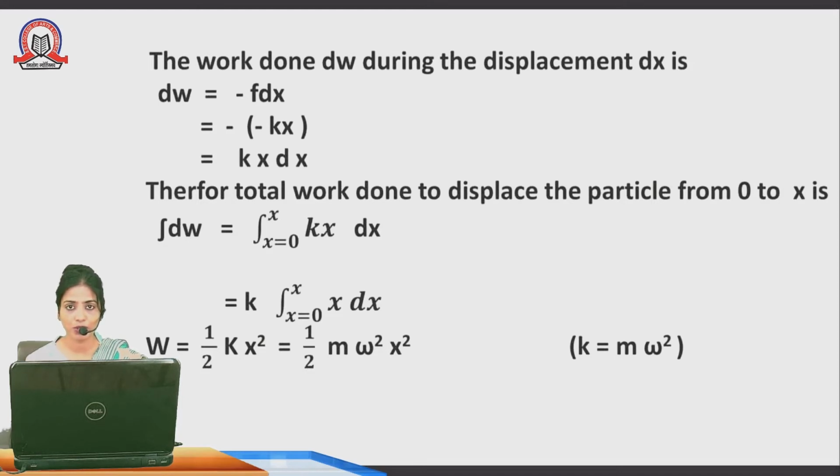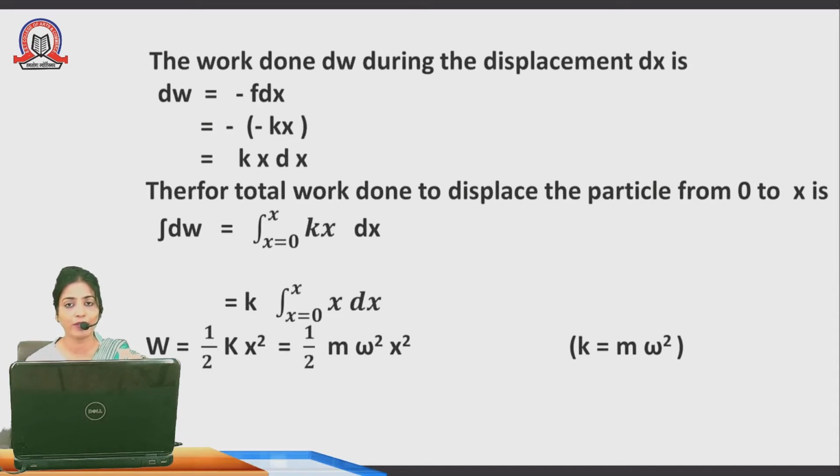So substitute the value of force, rearranging the terms, and we will find kx into dx. What? It is kx. Minus minus sign, what will it become? It is a plus, then kx into dx. Therefore, the total work done to displace the particle from 0 to x: if I have to calculate the total work done, we use integration.